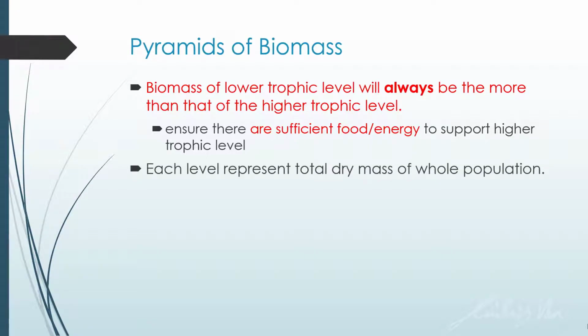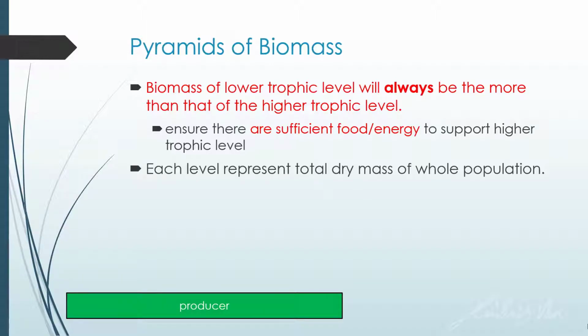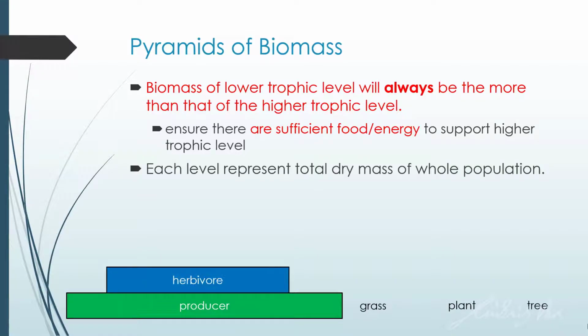As mentioned, each level represents the total dry mass of the whole population. Pyramids of biomass all look the same, and all of them will look like this. The producer will have the greatest biomass. Examples of producers are your grass, your plants, your trees. Then you have your herbivores, for example, rabbits, aphids, and giraffes. Rabbits eat the grass, aphids suck on the plant sap, giraffes will eat the leaves on the tree.